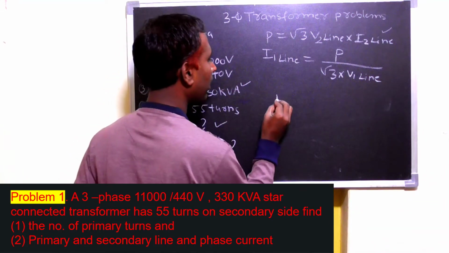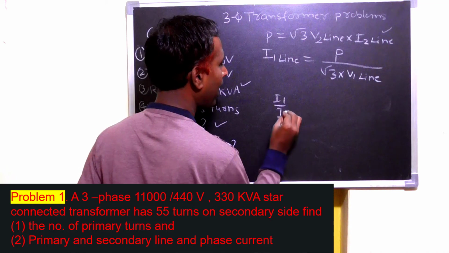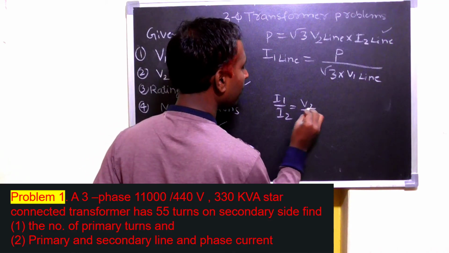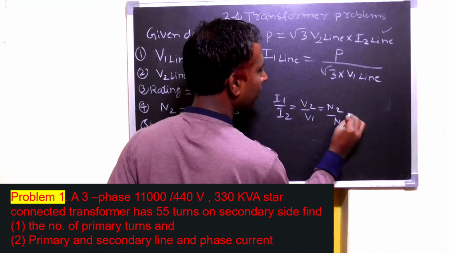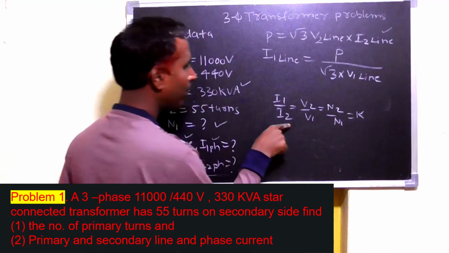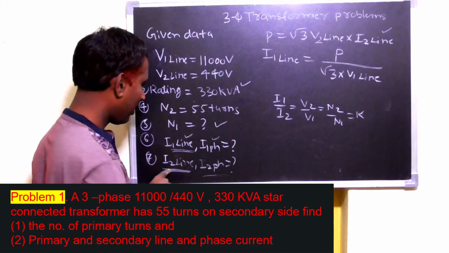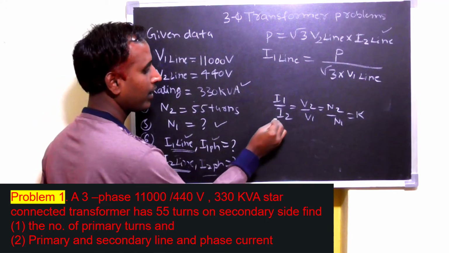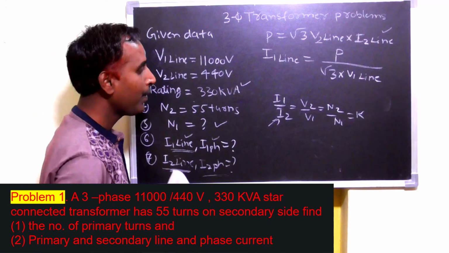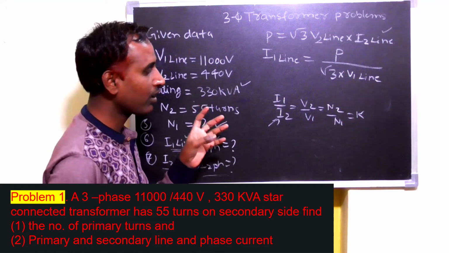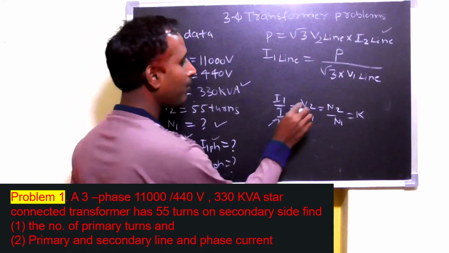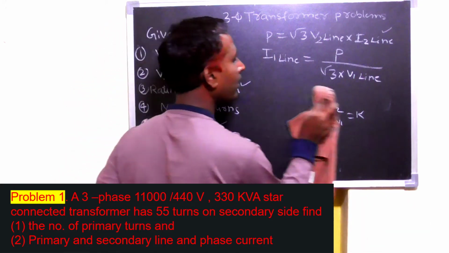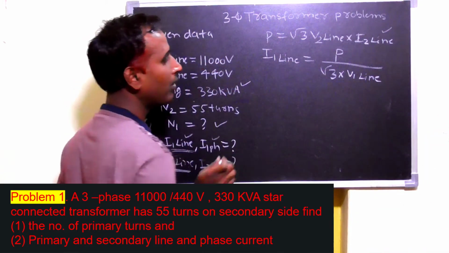I1 divided by I2 equals V2 divided by V1 equals N2 divided by N1 equals K. With the help of this formula also I can find the I2 line current. But this formula does not work properly in three-phase transformer problems, so I am not using it. Simply I will use the same formula as before.